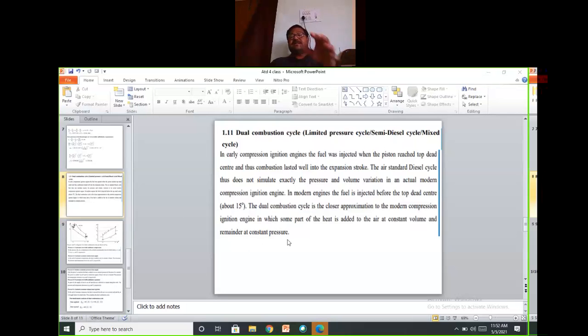The summary of this is that in some cases in a compression ignition engine it is not possible to supply the heat continuously at constant pressure, but some of the heat is supplied at constant pressure and some of the heat is supplied at constant volume. That's why it is called a dual or limited pressure cycle, or semi-diesel cycle, or mixed cycle, any name you may call.